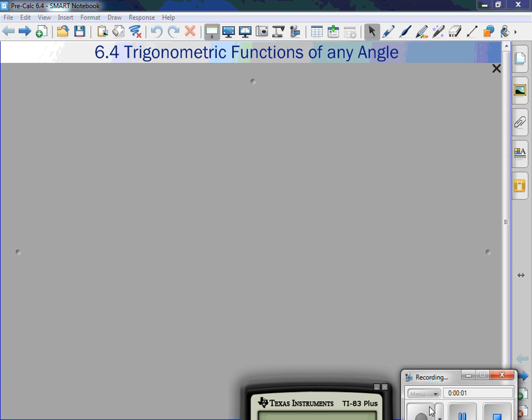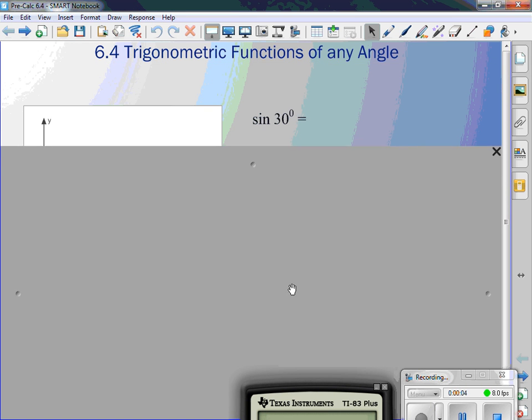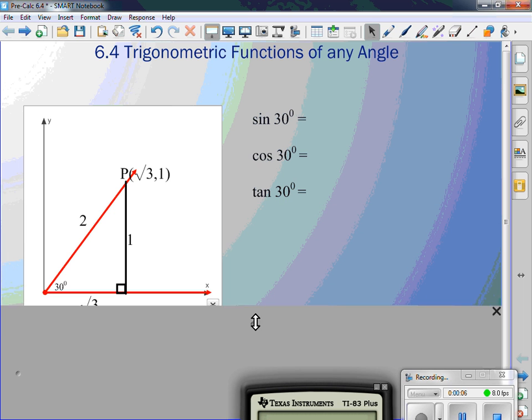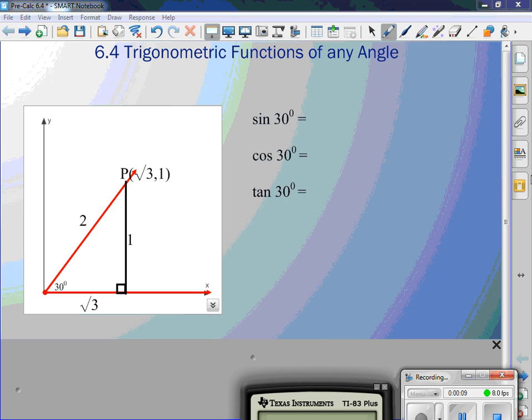6.4 Trigonometric functions of any angle. What we're going to cover are a couple of the basic trig functions. These are the popular ones.